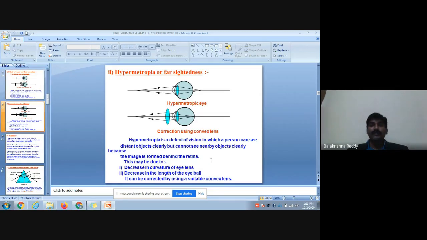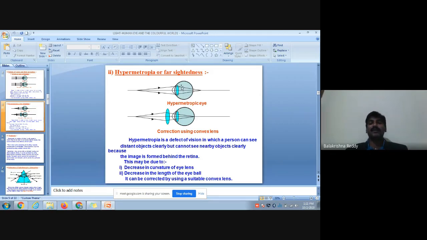Now, the second defect, farsightedness. This is also called hypermetropia. What is this farsightedness and hypermetropia? When you look at the hypermetropic eye, in that case, the lens has displaced a little inside, meaning the curvature of the lens has decreased and the focal length also has decreased. Then the image is forming, instead of on the retina, beyond the retina, beyond the screen.